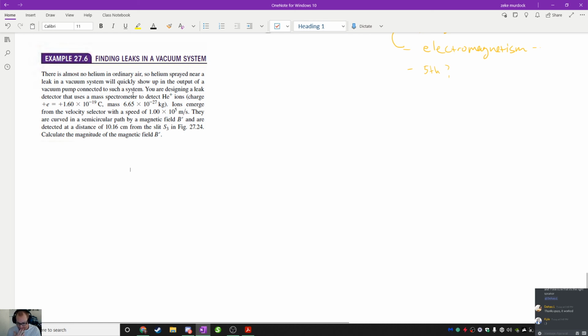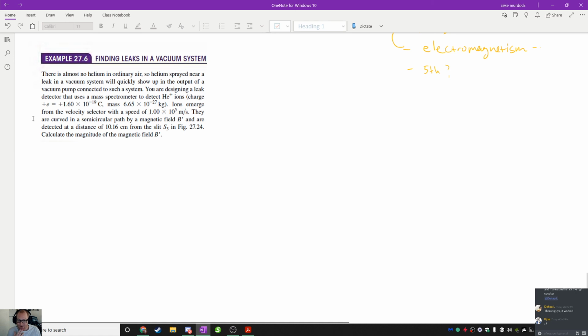So you're using a leak detector that uses a mass spectrometer to detect helium plus ions, which have a charge of positive e. If it's a positive ion with a 1 plus, that means it has one extra positive charge, so it basically means it's missing one electron. And they have a mass of this. Ions emerge from the velocity selector with the speed of this.